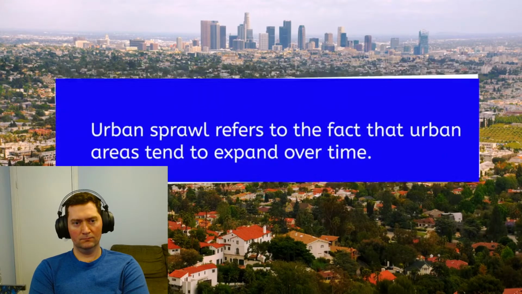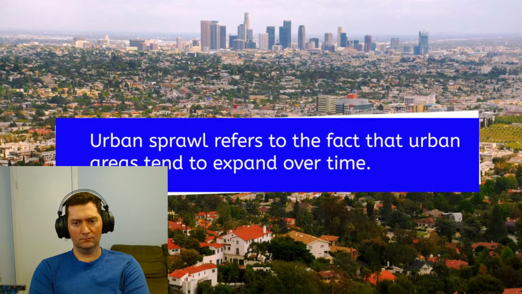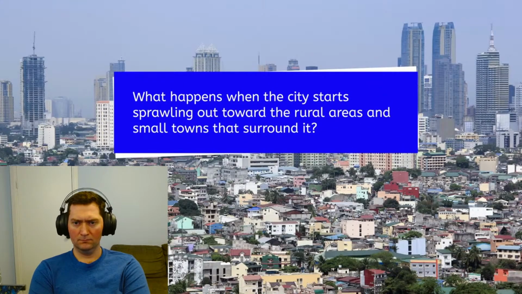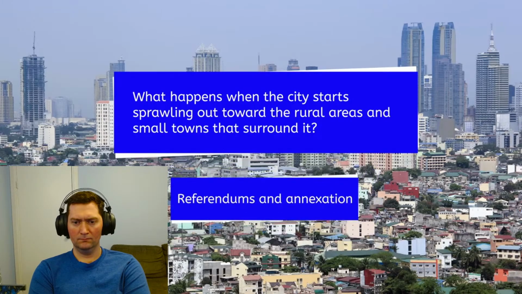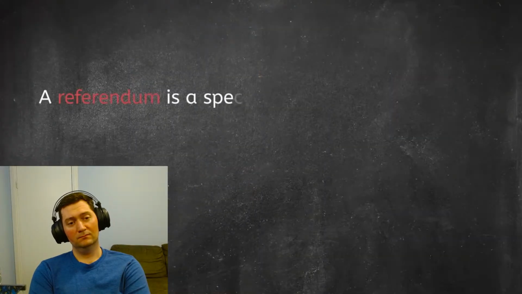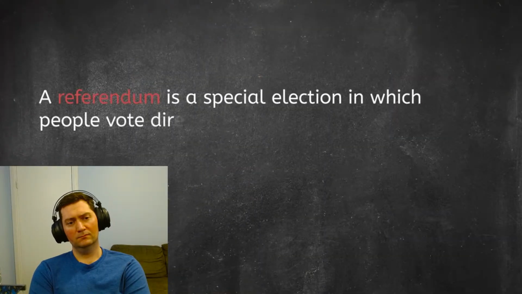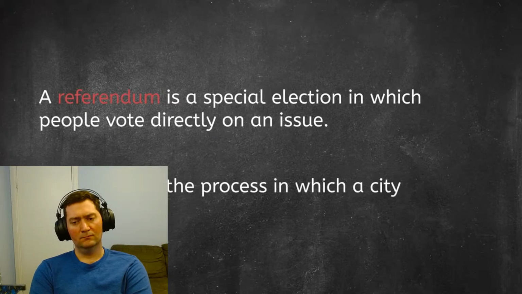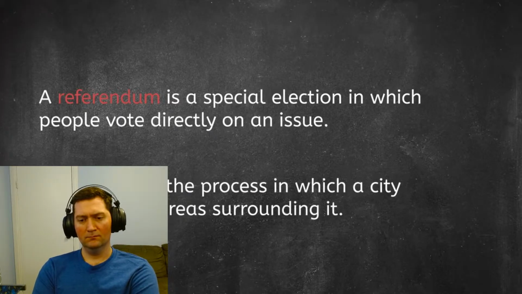One phenomenon that has occurred over time is something called urban sprawl. You see, urban sprawl refers to the fact that urban areas tend to expand over time. What happens when the city starts sprawling out toward the rural areas and small towns that surround it? You get referendums, and eventually, annexation. Word alert! A referendum is a special election in which people vote directly on an issue. Annexation is the process in which a city incorporates areas surrounding it.